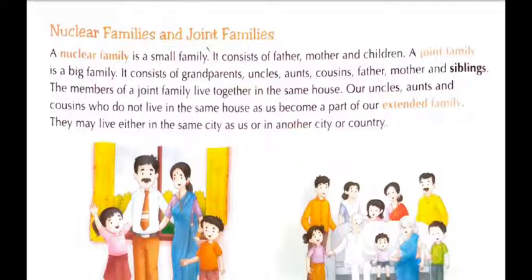A nuclear family is a small family. It consists of father, mother, and children. A joint family is a big family. It consists of grandparents, uncles, aunts, cousins, father, mother, and siblings. The members of a joint family live together in the same house. Our uncles, aunts, and cousins who do not live in the same house as us become a part of our extended family. They may live either in the same city as us or in another city or country.